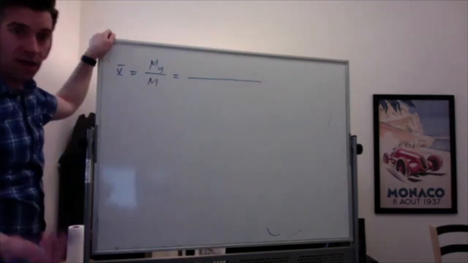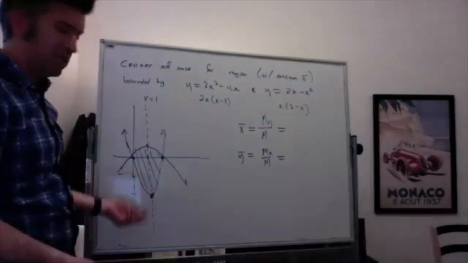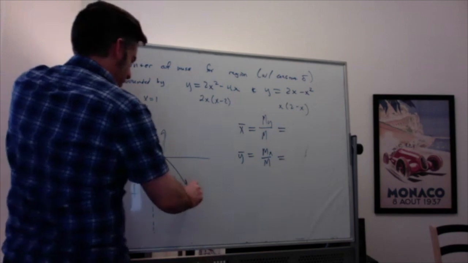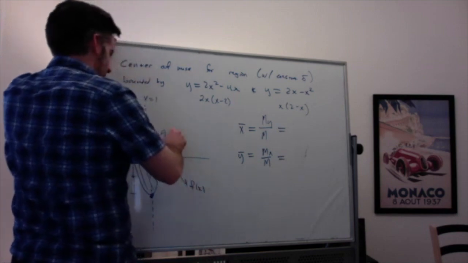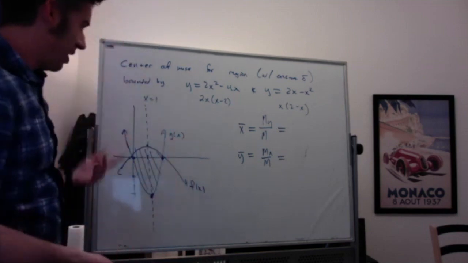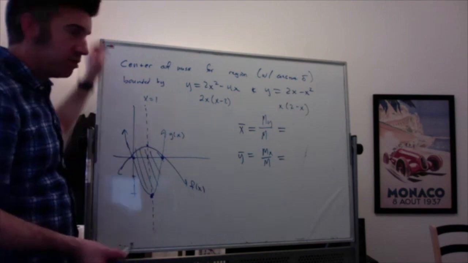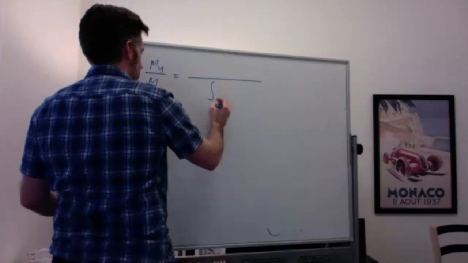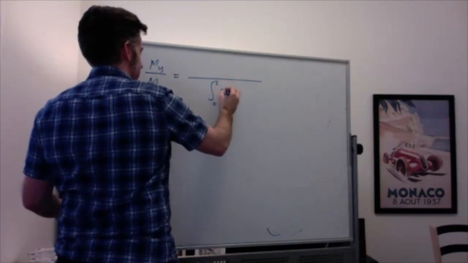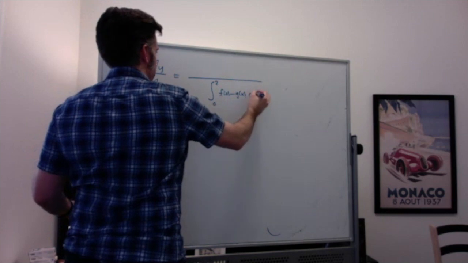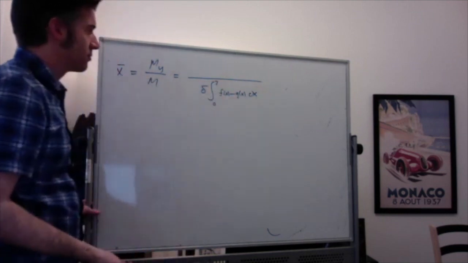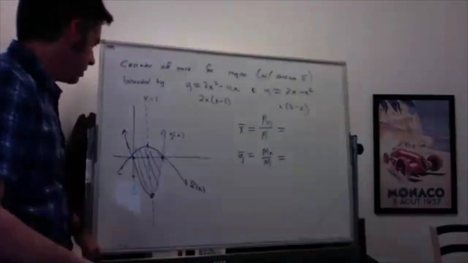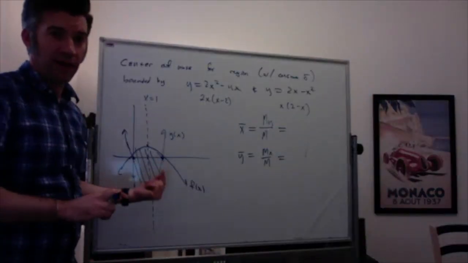So the mass of the region is just the area of the region times the density. If I call this top function f and this bottom function g, then the area is the integral of f minus g. And so the mass is the area times the density. The moment is the lever arm length times the mass.